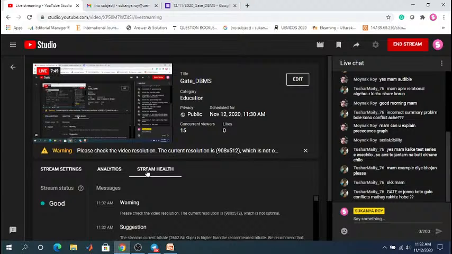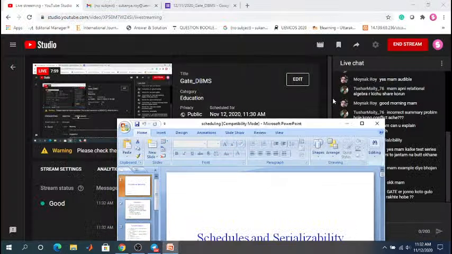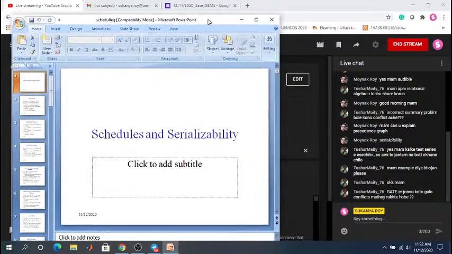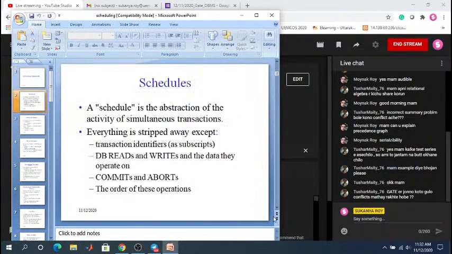For GATE, the maximum questions come from conflict serializability and view serializability. Let me show you. I think my screen is visible to you all. These things I already told you in the previous class.